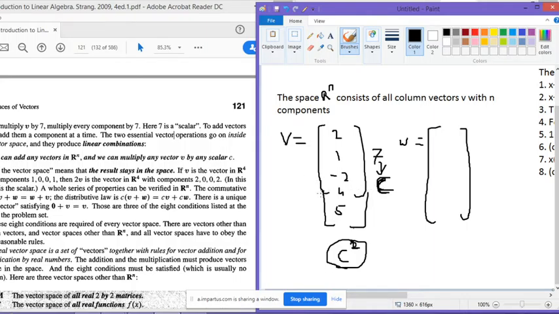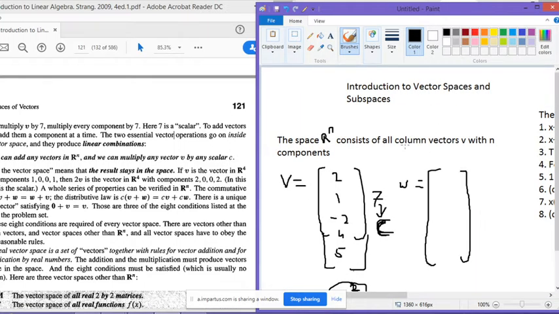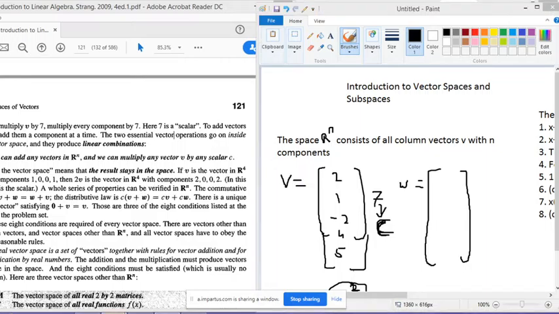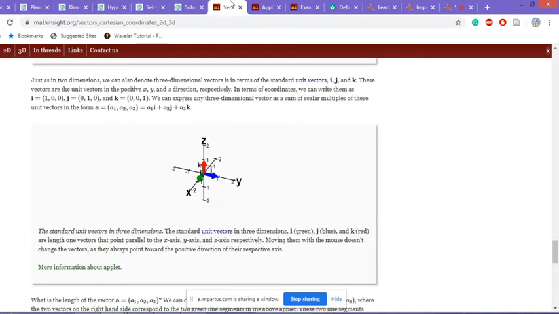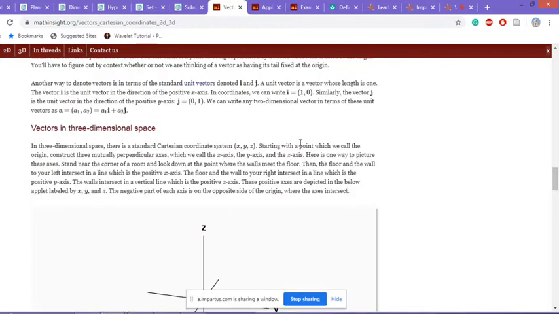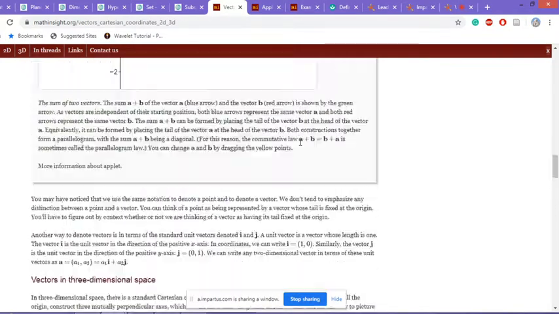For vector addition and multiplication, it should satisfy certain rules. There are 8 rules that I have written on the right side. Before looking into the rules, I want you all to see the dimensions and understand the 2-dimensional and 3-dimensional space.